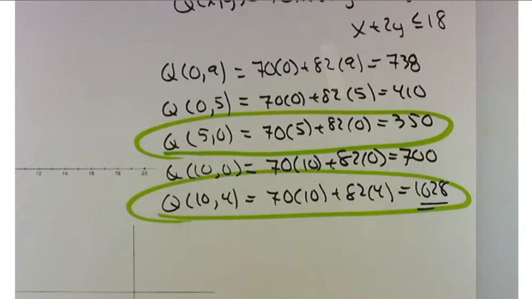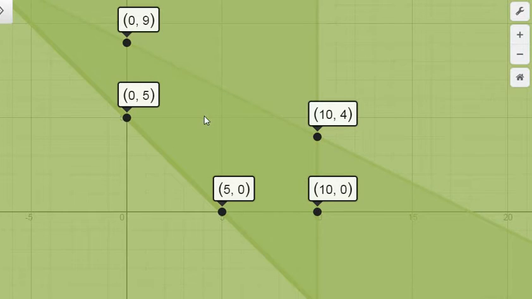The nice thing, like I said, is that you don't have to test the infinite number of points that are in your feasibility region. All you have to test is the corner points there. And so it makes it a lot easier than doing this problem completely by hand.